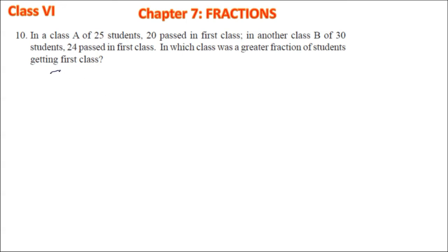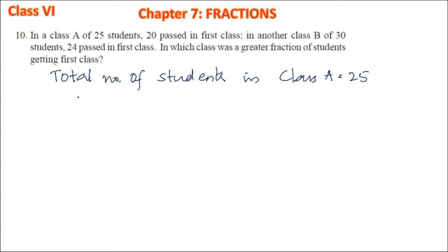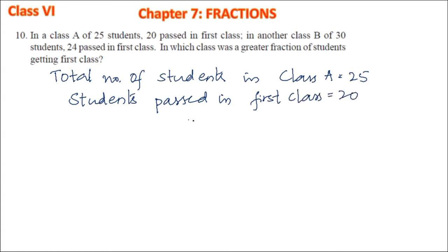Here, the total number of students in class A is 25. Students passed in first class is 20. Therefore, the fraction is 20 out of 25. We can further simplify this and write it in simplest form as 4 by 5.